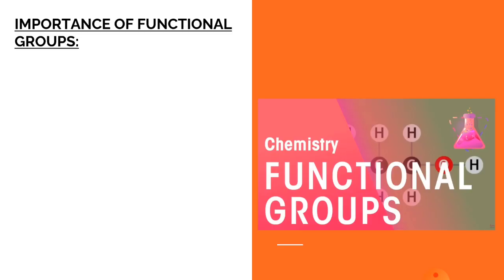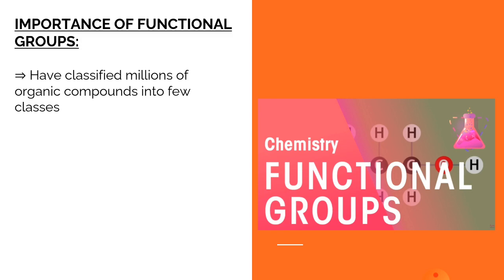So what is the importance of functional group in organic chemistry? We know that millions of organic compounds have been discovered so far, and it is very difficult to study them individually. Now, since there are a few number of functional groups, these millions of organic compounds have been classified into few classes on the basis of the functional group. So when they have been classified into few classes, the study of their properties has become easier.